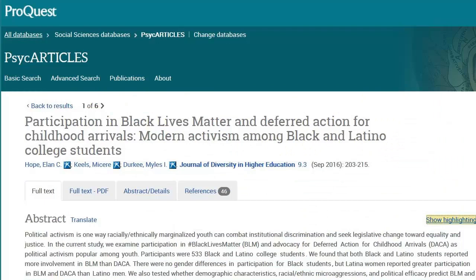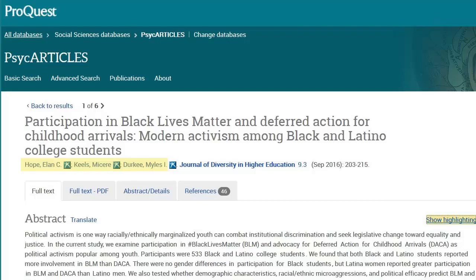Now we are going to look at an article obtained from a library database about Black Lives Matter and see if we can consider access and evaluation of the article based on the criteria above. This article is from PsycArticles, a ProQuest database. The article is Participation in Black Lives Matter and Deferred Action for Childhood Arrivals, Modern Activism Among Black and Latino College Students. The authors are Elon C. Hope, Miss Sherry Keels, and Miles I.